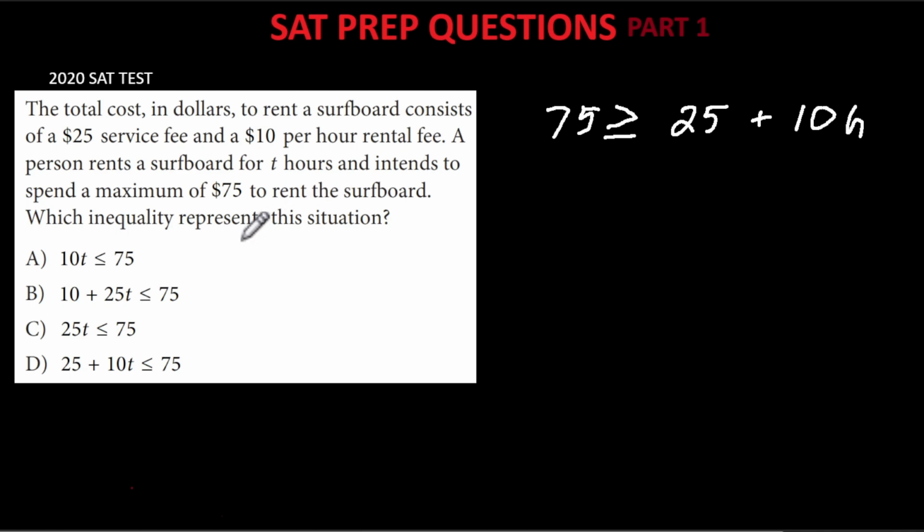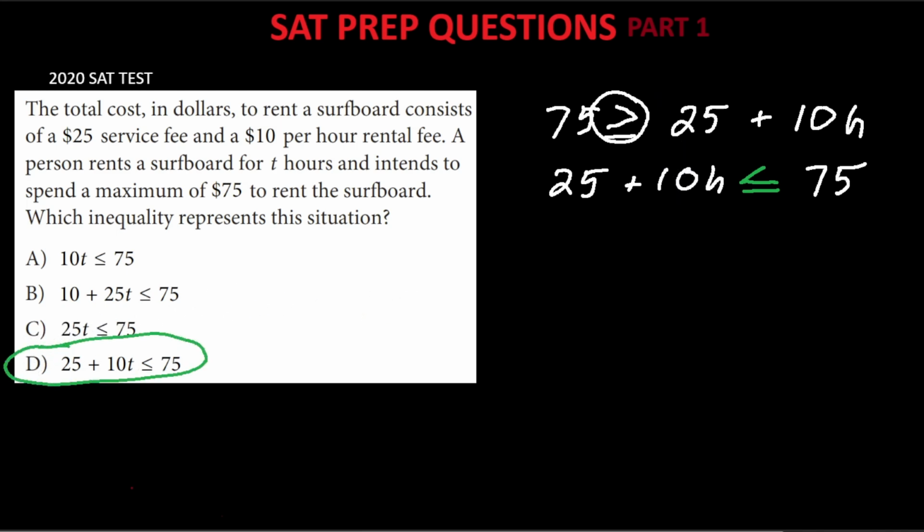Now we just have to look to see, these are in reverse. Once I flip it so the 75 is on the right, just keep in mind that the inequality has to reverse direction also. You flip it. So this went the other way. So looking here, I see choice D matches what I got.